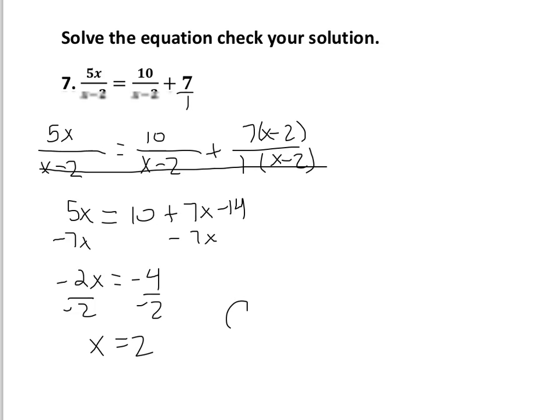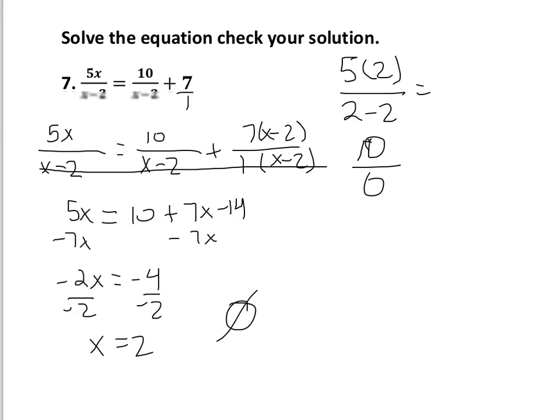Now this time there is no solution. Why? Because look what happens when I plug it in. This equals 10 over 0. Can you divide by 0? No. So there is no solution. Okay? That's the biggest thing you always have to check for these. Let's take a look at one more.